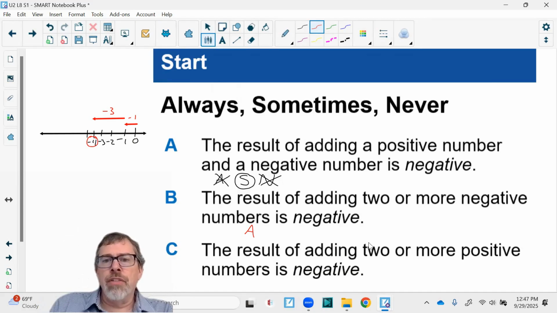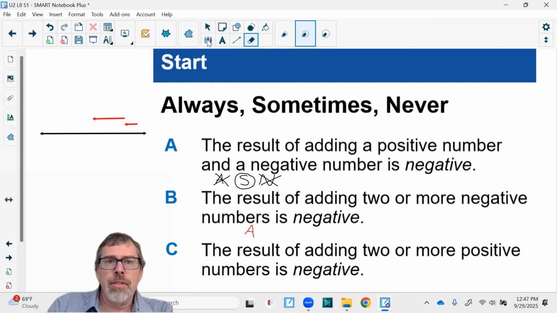C, the result of adding 2 or more positive numbers is negative. So here's 0. Here's 2. If I take this and I start at 0 like we always do, and I drag it out to 2, there's my first number, 2.